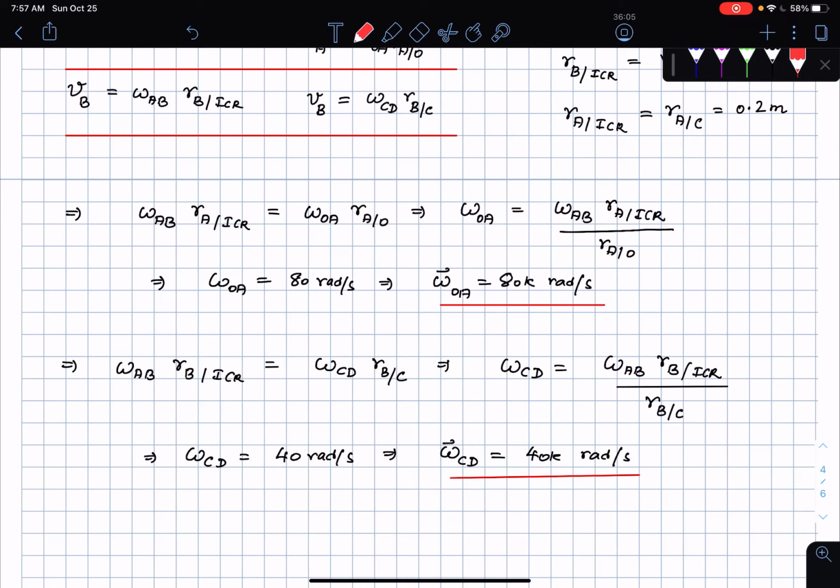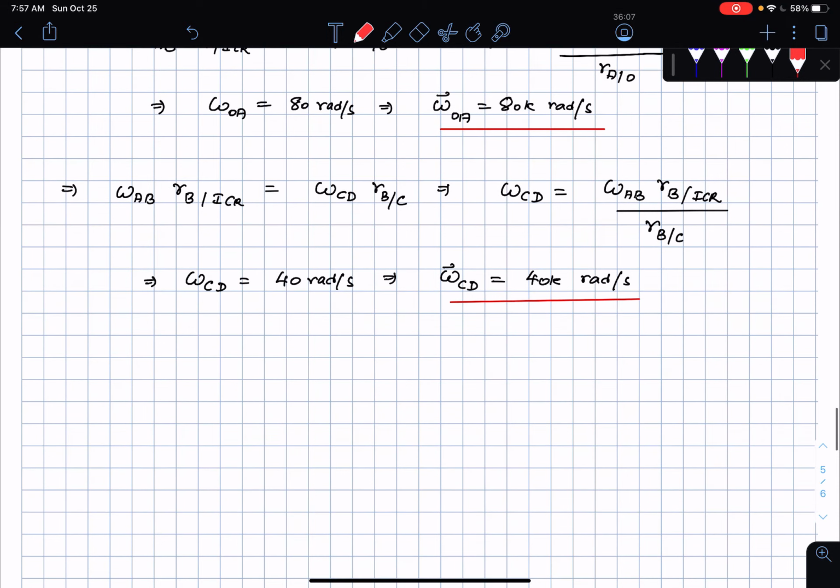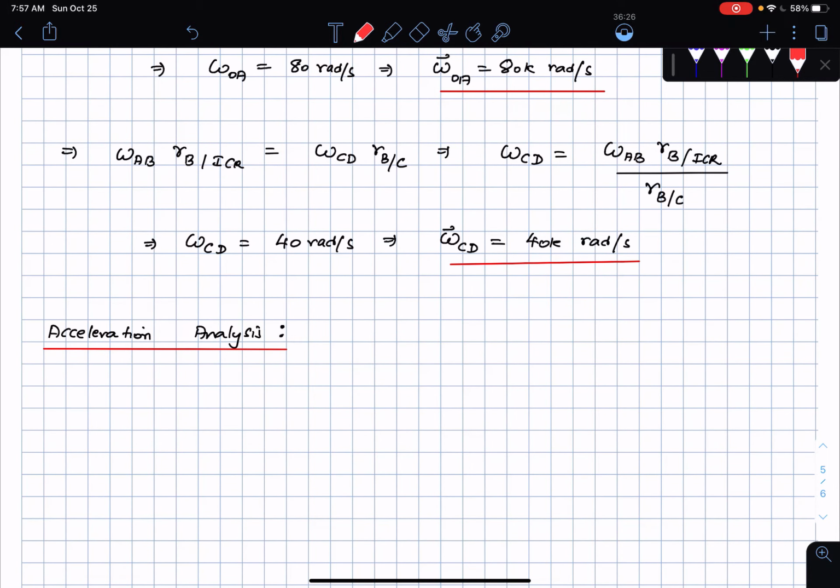So we are done with the velocity analysis. This is the end of the velocity analysis. I'm going to look at the acceleration analysis. And in the acceleration analysis, we are just going to use the generic equations.